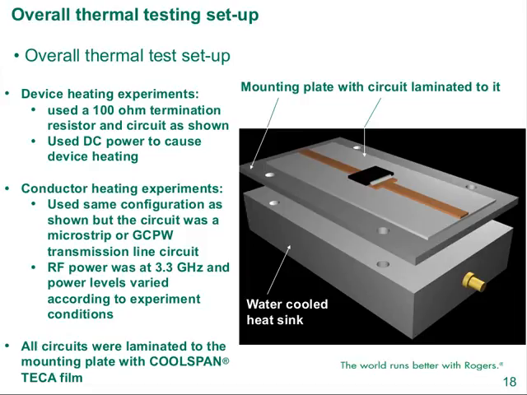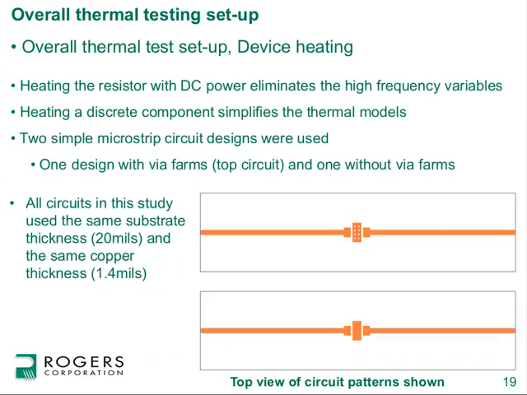So the RF heating is using the same concept, but it's a simple microstrip transmission line. So the signal layer is just a single conductor going right across down the line there. And I have several power amps, and the one that I used here was centered at about 3.3 gigahertz, and I varied the power levels to look at different things in the experiments.